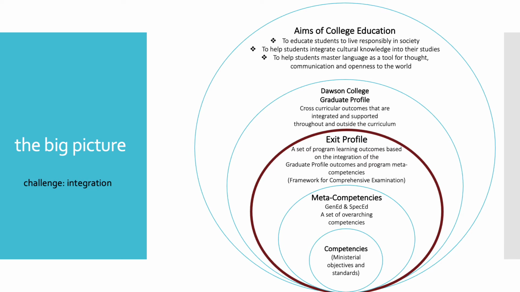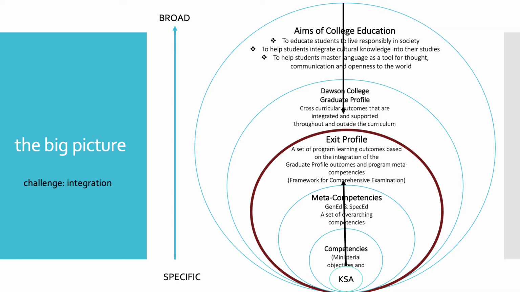The exit profile sits at a meta level between the program meta competencies, both general and specific, and the graduate profile. The difference between the levels is a matter of specificity. As we move up from competencies to the exit profile, we increase in complexity and in the integration of knowledge, skills, and attitudes. The exit profile is built both from the bottom up and from the top down.